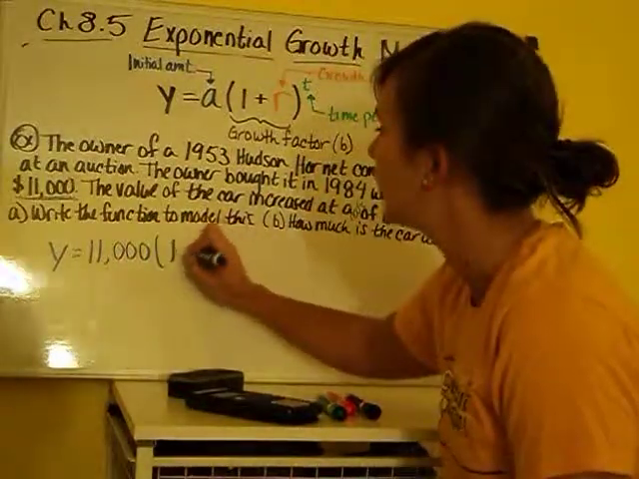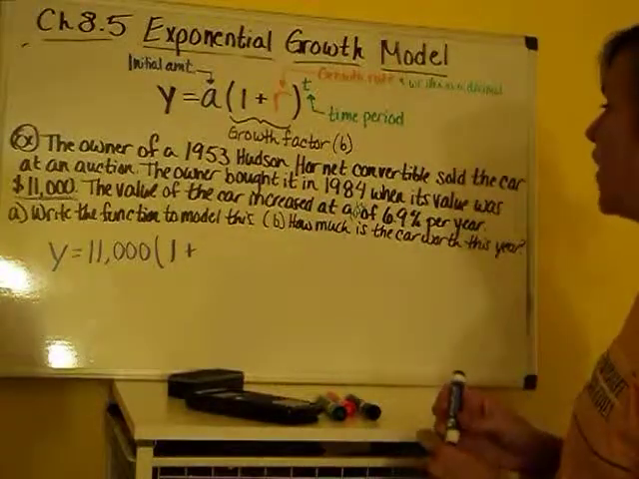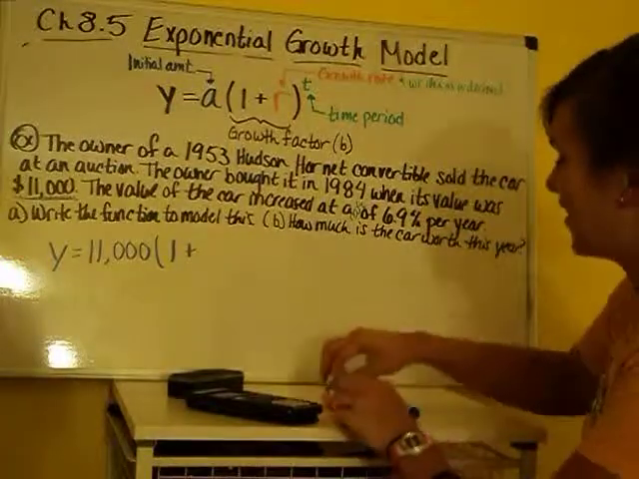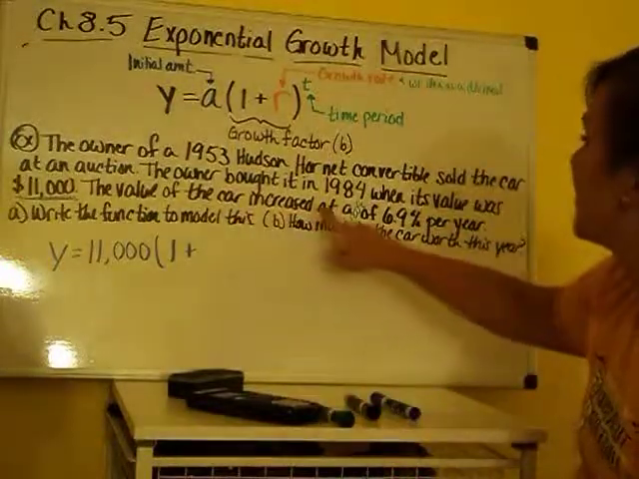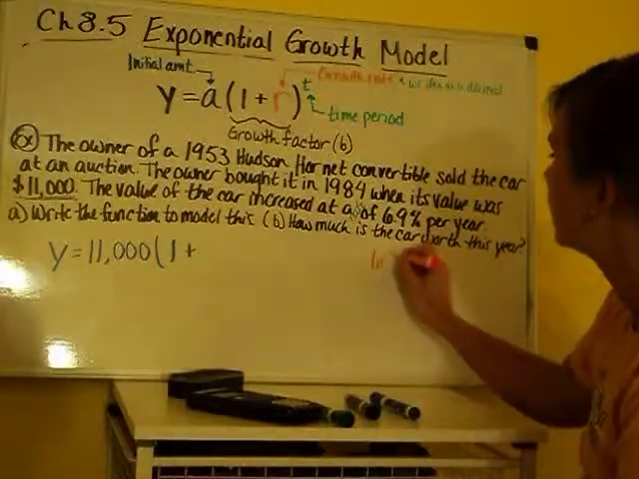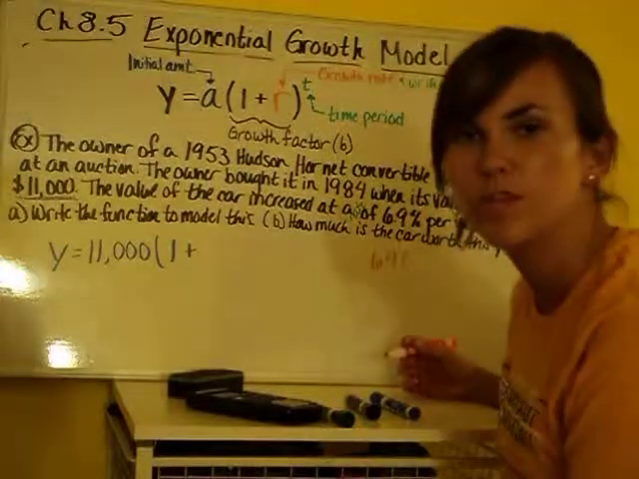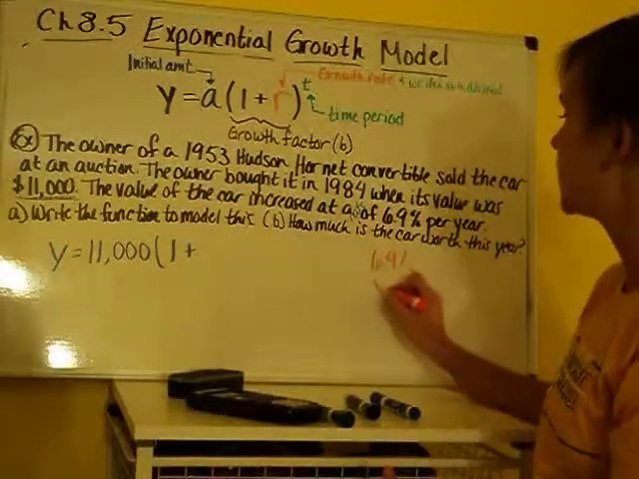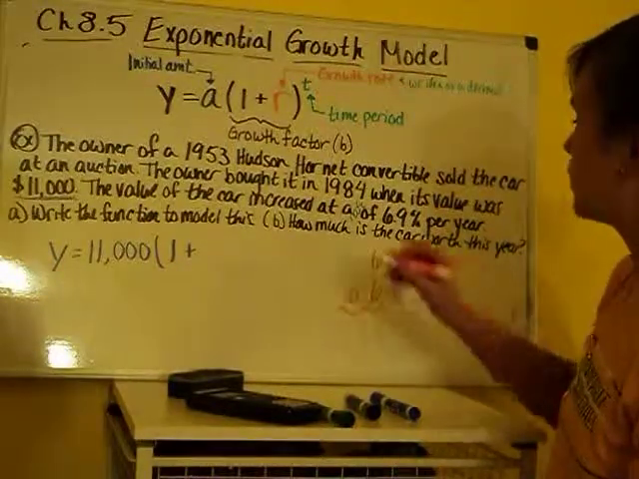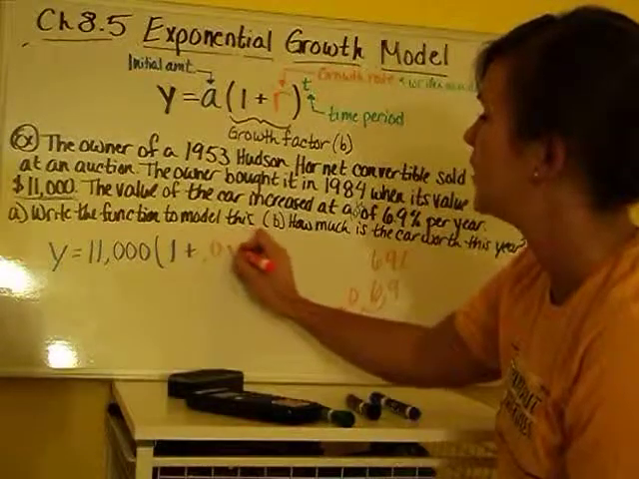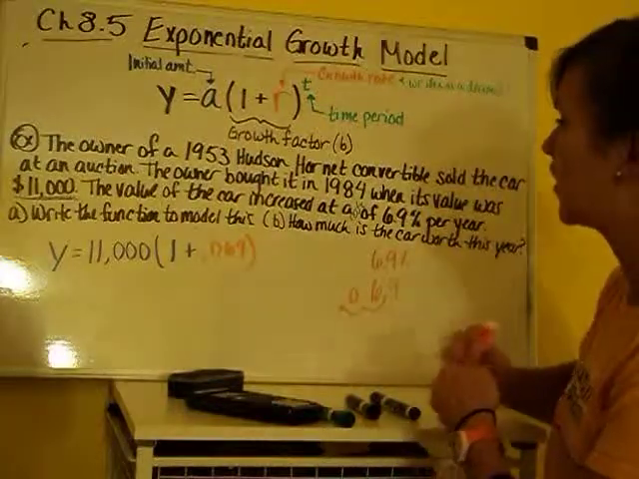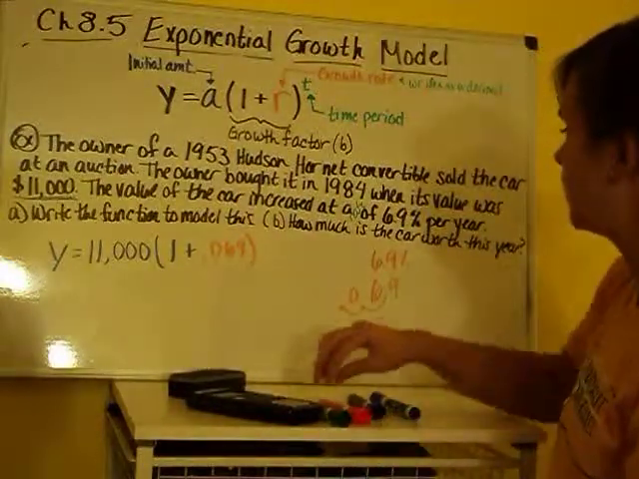Okay. We're going to have 1 plus. We need to find our rate. The only rate in the problem, which didn't have the word rate there until I wrote it in. The value of the car increased at a rate of 6.9%. So if we have 6.9%, we need to use a percentage in decimal form. So we're going to take that 6.9, bump this over 2 spots, and that gives us 0.069. So we're going to add 0.069 to this. It's going to be a very colorful equation.